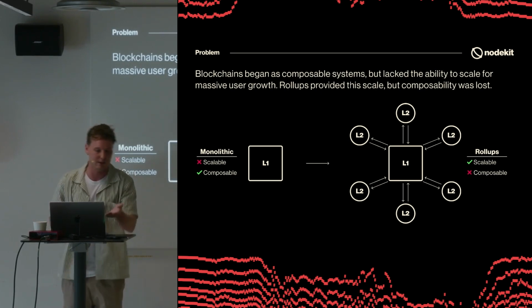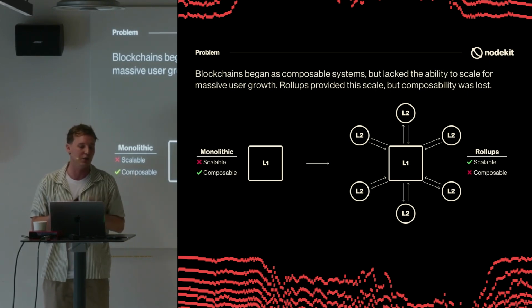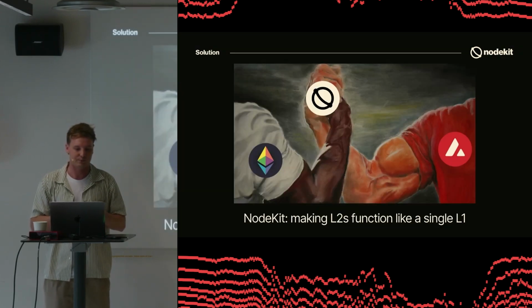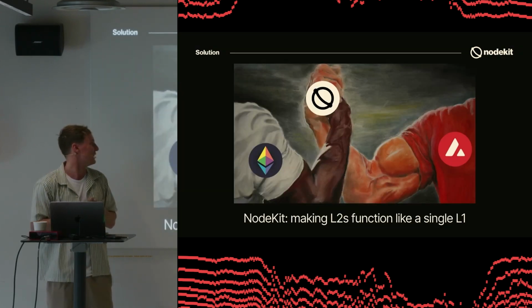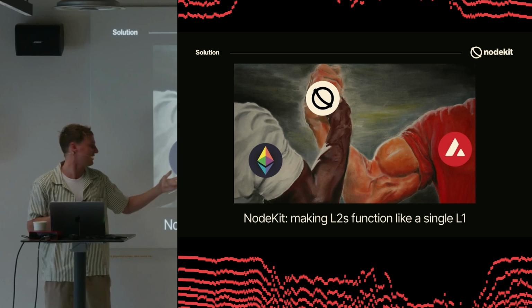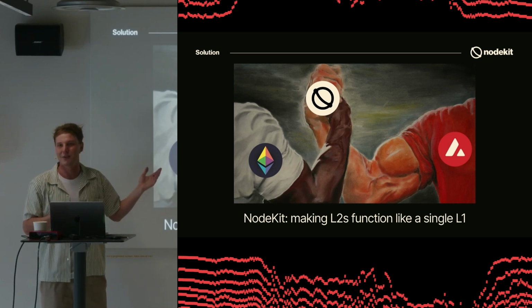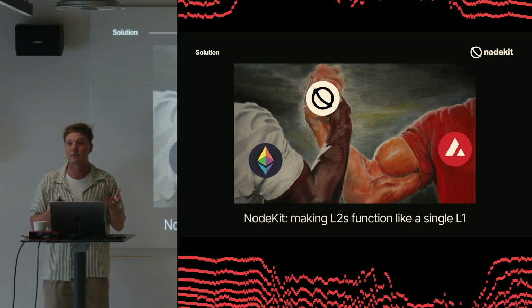So in the previous example, we have the original Ethereum L1. It's monolithic. It's composable, but it doesn't scale. With rollups, these are all scalable, but they don't compose. So our solution is we leverage Avalanche technology. We combine it with Ethereum for NodeKit. And we make all L2s function like they're a single L1.